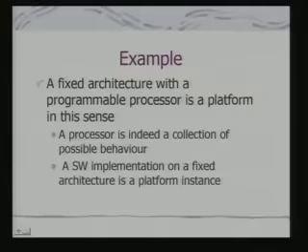On the other hand, a fixed architecture with a programmable processor is a platform in this sense, because a processor is indeed a collection of possible behavior, and a software implementation on a fixed architecture is a platform instance. So, in that sense, if you consider your PC using this definition, PC itself is a platform, because you can develop various applications on top of PC using pure software. A software implementation on a fixed architecture becomes a platform instance.